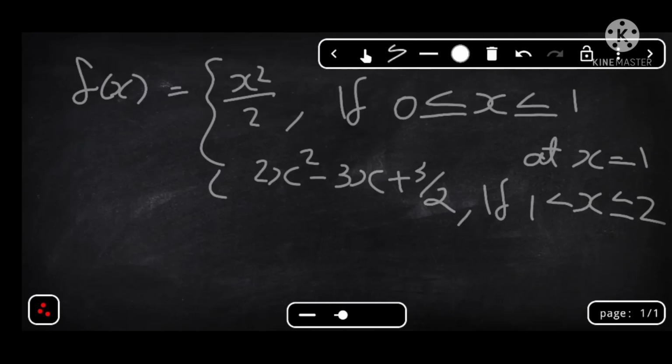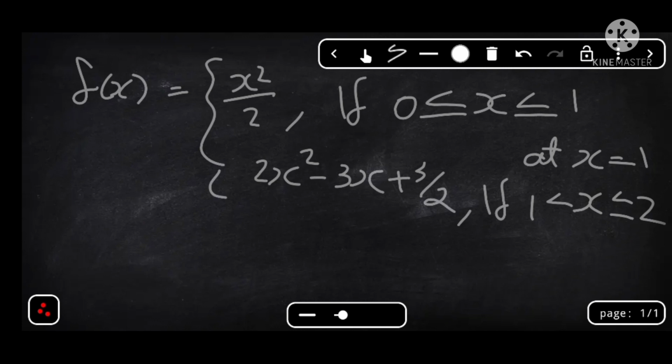Hello dear students, today we will continue with our continuity and differentiation problems. These are selective problems. If you thoroughly study these problems, it will be very helpful for your exams. All of these are focus areas for the exam. So let's start. This is our question.